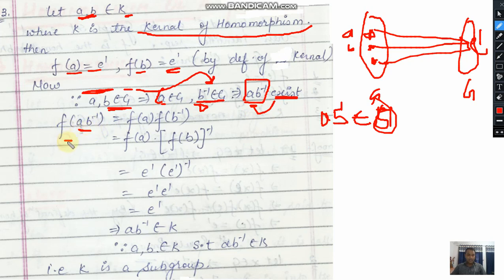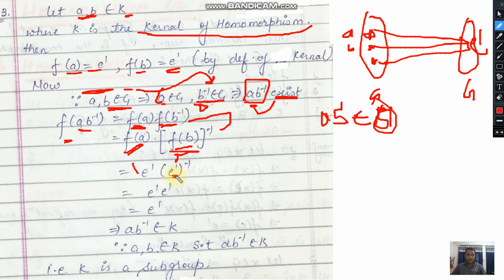Because F is a homomorphism, we are applying here the concept of homomorphism. So it will be the composition of the mapping of A and B inverse individually. There is no change on F A, and in the last theorem we have proved that F of B inverse is equivalent to the inverse of F B. Now what is F A? Because A is an element of kernel, it will be mapped onto E dash. F B is also an element of kernel, so it will again be mapped onto E dash. So this will be equal to E dash times E dash inverse.